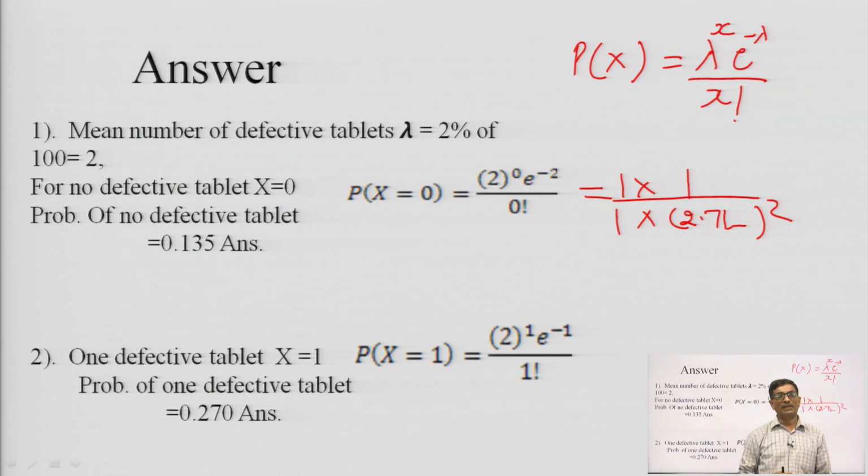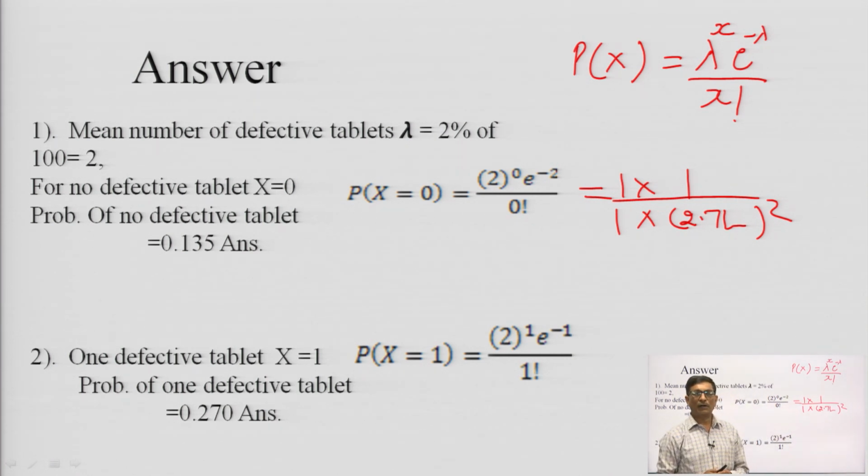Now, the second problem is when there is only one defective tablet. The random variable has value 1, so x equals 1. The probability P(x = 1) using this formula lambda raised to power x, e raised to power minus lambda, upon factorial x. The value of lambda is 2 and the value of x is 1. So, 2 raised to power 1, e raised to power minus 2, upon factorial 1. When we solve it, we get the answer 0.270. So, this is the probability of finding one defective tablet out of 100 tablets.